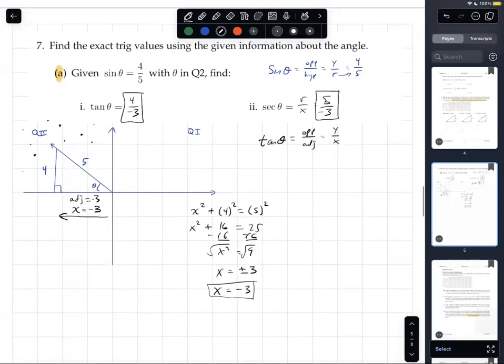I was wondering, how did you know that it would be in quadrant 2? That was given to us in the problem there. Oh, okay. It tells us that theta is in quadrant 2.